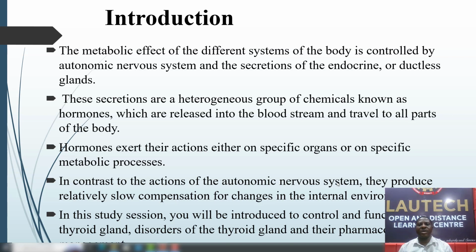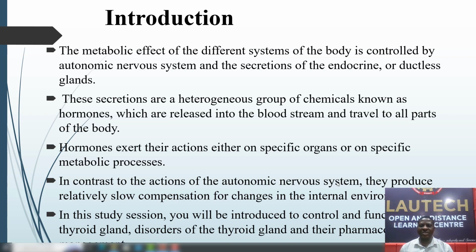Now, by way of introduction, the metabolic effect of the different systems of the body is controlled by the autonomic nervous system and the secretion of the endocrine and ductless glands. So this statement is reminding us of our knowledge of physiology. Most of the metabolic processes that go on in our body are controlled, one, by the autonomic nervous system, two, by the secretion of endocrine, ductless glands. So these secretions are a heterogeneous group of chemicals known as hormones, which are released into the bloodstream and travel to all parts of the body.